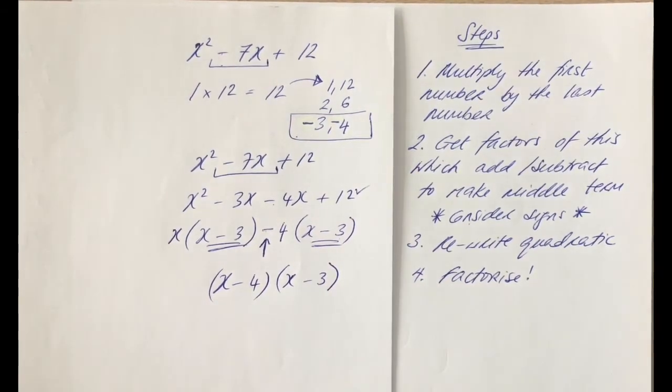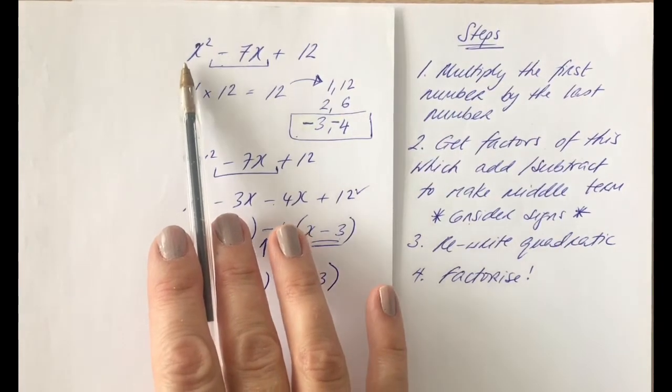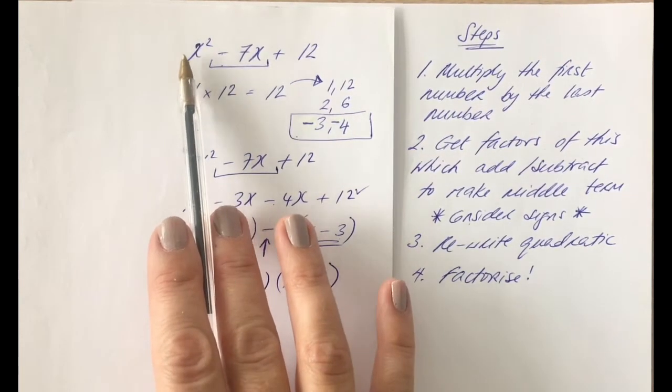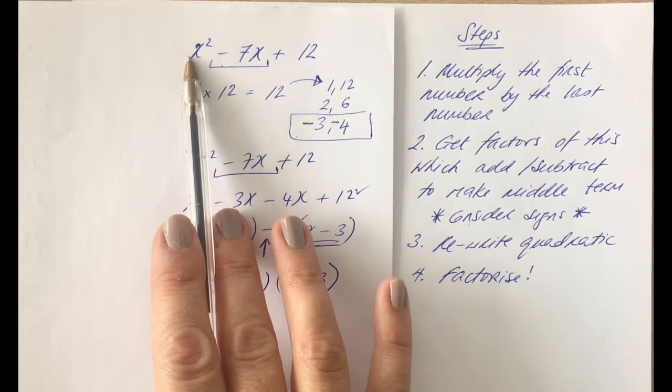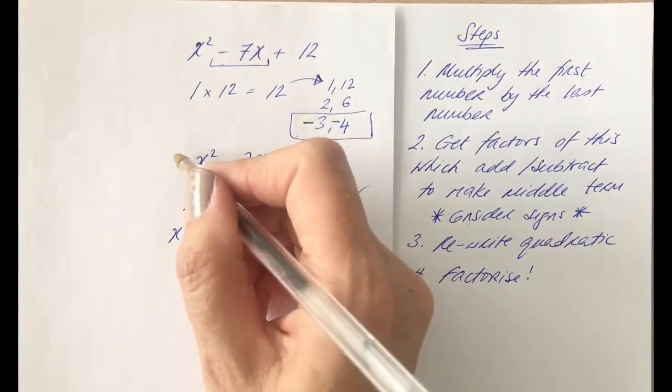Now, because these quadratics are what we would call easier quadratics, in other words, when you don't have a number greater than 1 at the start, you can skip through these steps here.